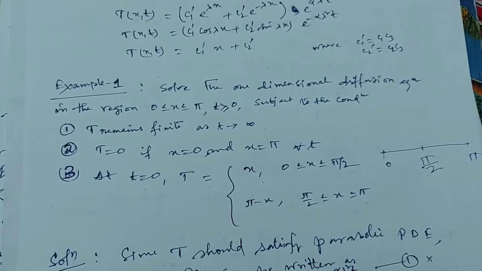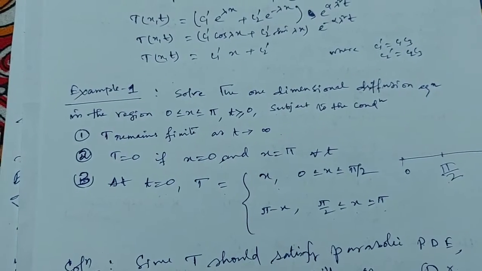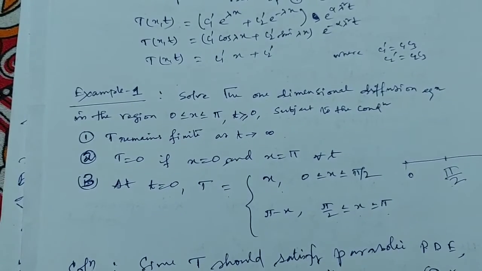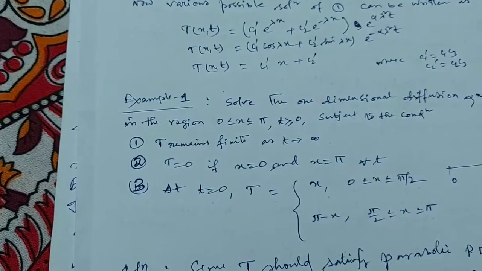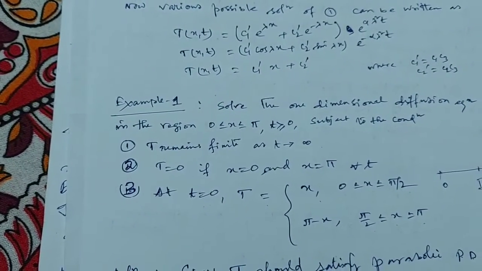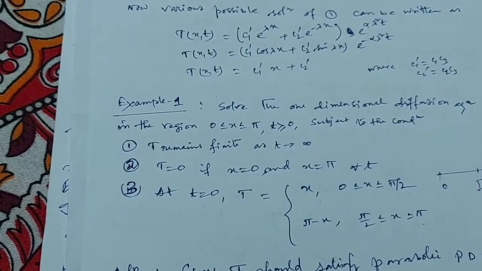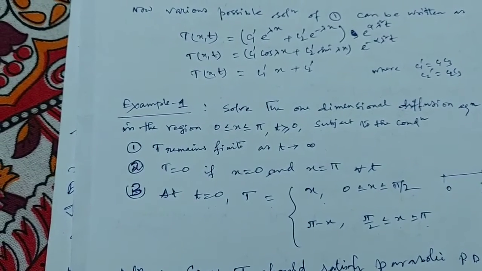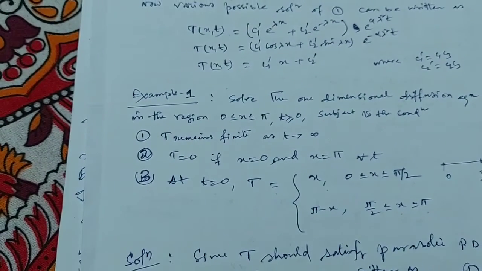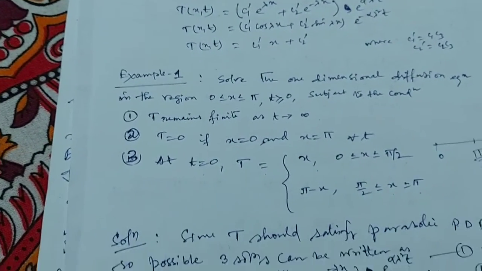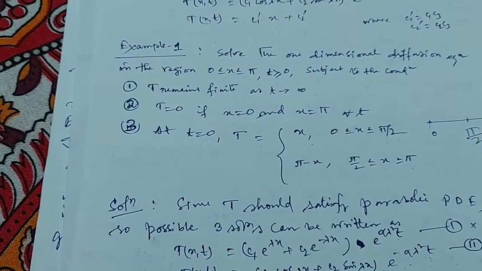Solve the one-dimensional diffusion equation in the region 0 less than or equal to x less than or equal to pi, t greater than or equal to 0, subject to the conditions. First condition: T remains finite as t tends to infinity. Second condition: T is equal to 0 if x is equal to 0 and x is equal to pi for all t. And third condition: at t is equal to 0, capital T is equal to x when 0 is less than or equal to x less than or equal to pi by 2, and pi minus x when pi by 2 is less than or equal to x less than or equal to pi.